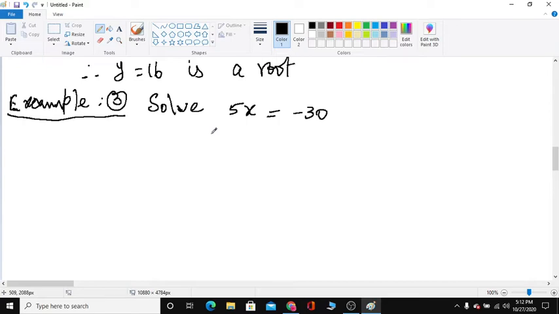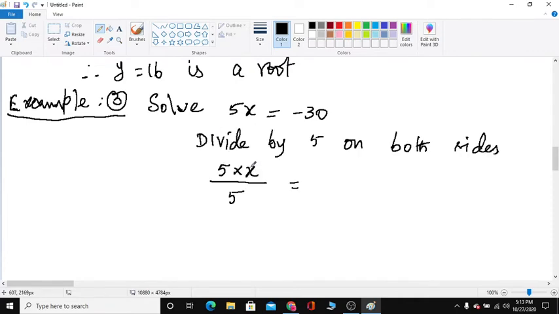Divide by 5 on both sides of the equation. Here 5 is multiplying with x, children. So 5x can be written as 5 into x divided by 5. So you can write it directly in fraction form, because a division fact can be written in the fraction form. 5 into x, now we are going to divide by 5 on both sides.